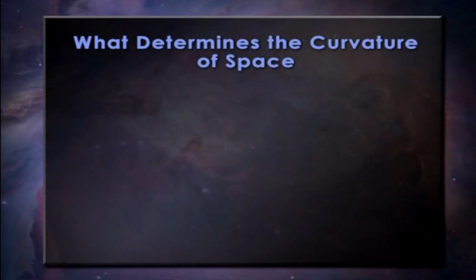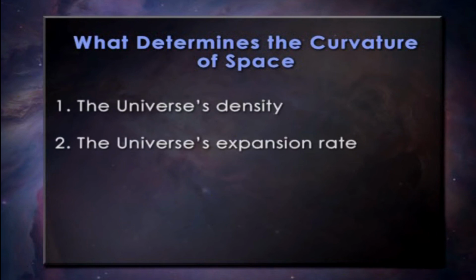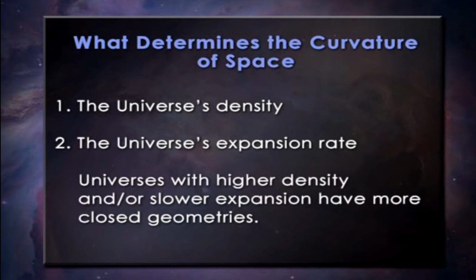So let's begin by clarifying what determines the curvature of space. It's really just 2 things: the universe's density and its expansion rate. Universes with higher density and/or slower expansion have more closed geometries. This is kind of how you might expect things to be. A higher density is going to curve space more and so make it closed. As you might have guessed, lying right between closed and open geometries is a flat geometry, and it involves just the right combination of density and expansion speed.